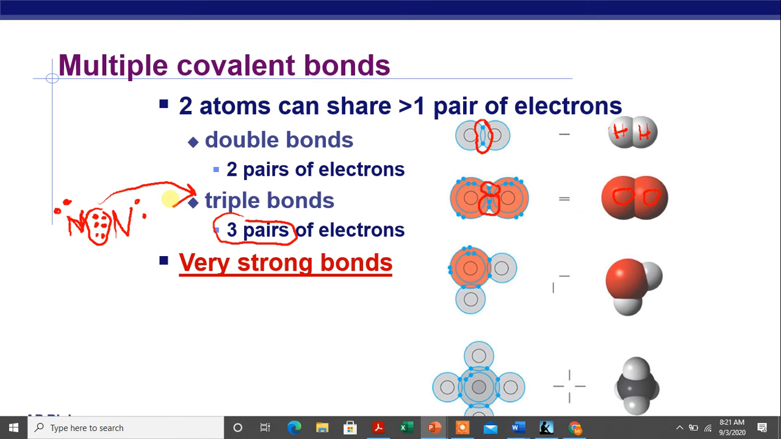The higher the bond order, triple versus double versus single, the stronger the bonds are. So a triple bond is extremely strong. When we talk about ecology at the end of the year, that's why we need nitrogen fixation, nitrogen fixers, to turn molecular nitrogen into nitrates, because otherwise this compound N2 is bound together so strongly that no biological system can use it like that.